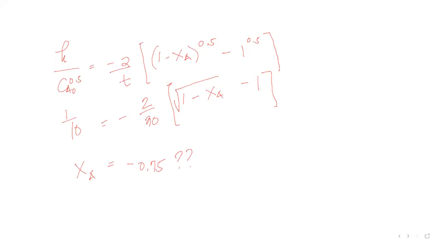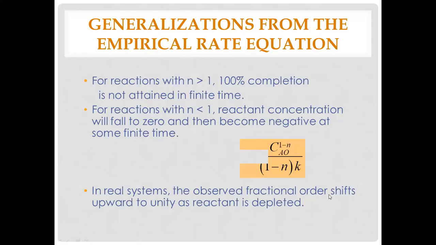Now, if you recall in the given for the empirical rate equation, it's possible that for orders less than 1 in the empirical rate equation, you will not be able to determine the time for the reaction. So let me go back to the slide so you would see. I chose this so that I can explain this particular generalization here.